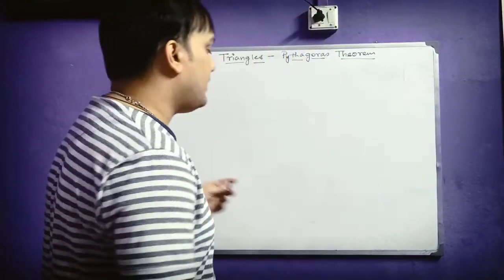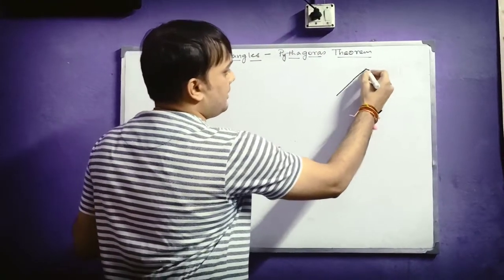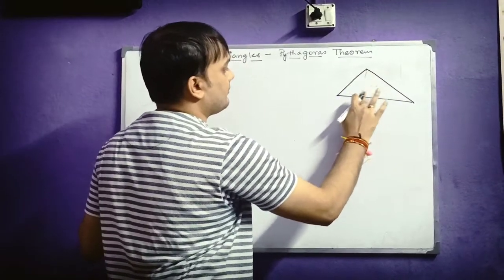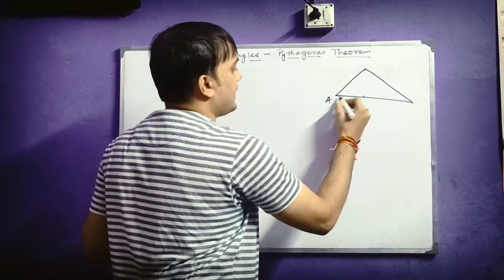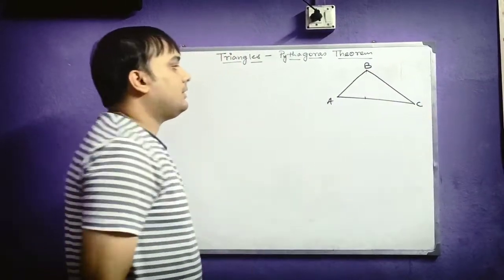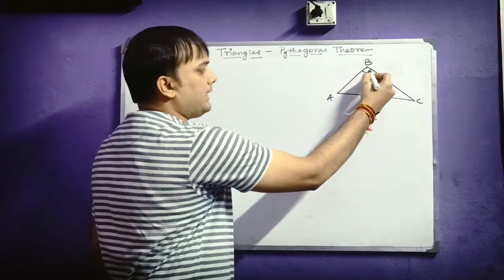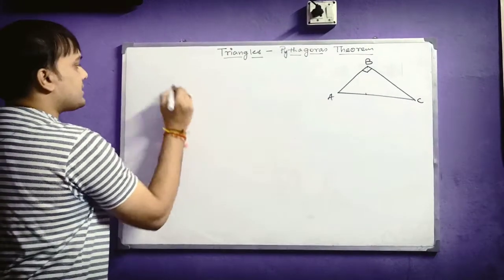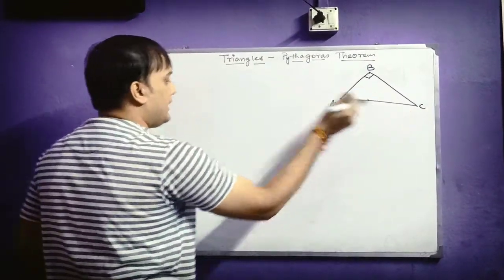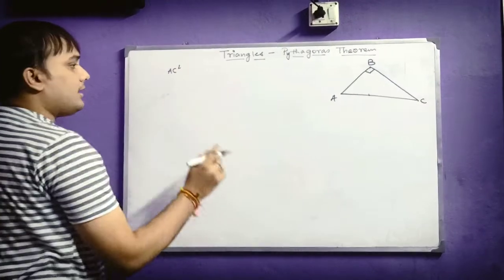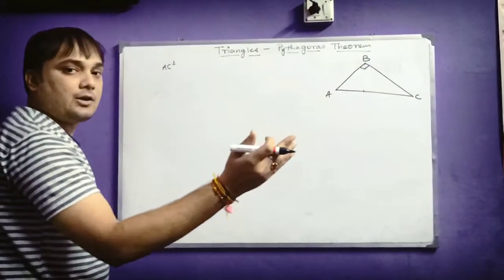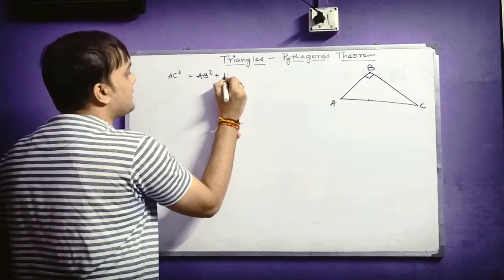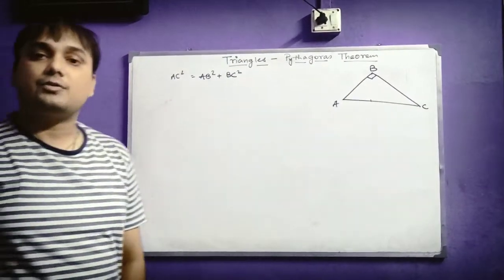That means if this is a right angle triangle, suppose this is A, B, C. As you can see, this is a right angle triangle, right angle at B. Suppose this is 90 degree. So we can say that Pythagoras theorem states that the square of the hypotenuse, that is AC square, is equal to the sum of the squares of the other two sides of the triangle, that is AB square plus BC square. So students, you have to keep this in your mind.